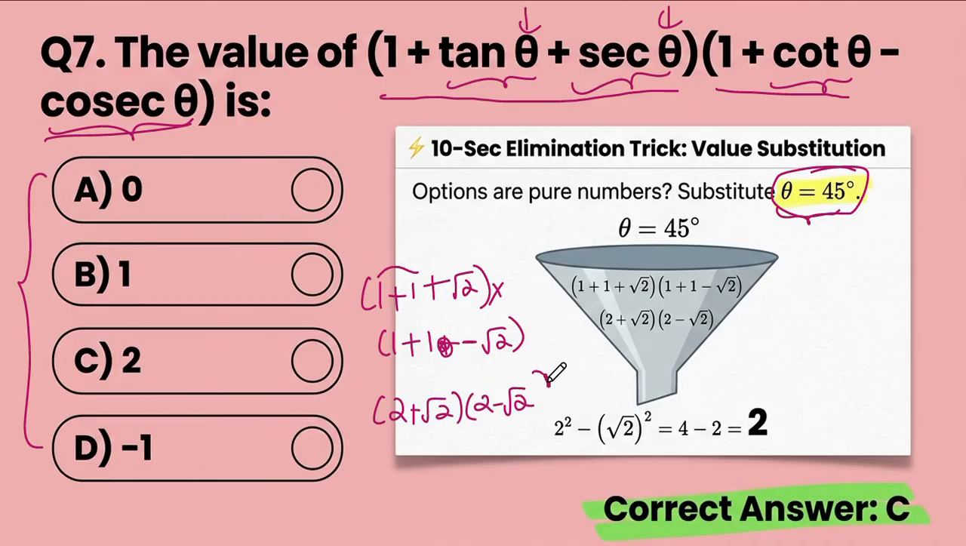In the second bracket, 2 minus root 2. You can see that it is now nothing but a minus b times a plus b. Applying the property, that is a square minus b square. Here a is 2, so 2 square, minus b is root 2, so root 2 square. 2 square is 4, minus root 2 square which is 2, so 4 minus 2 is 2. So the correct answer is C, 2.